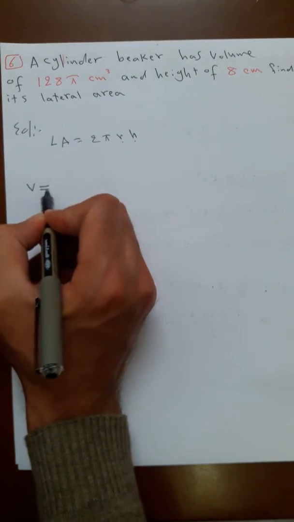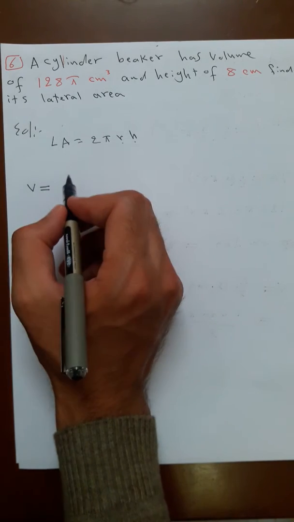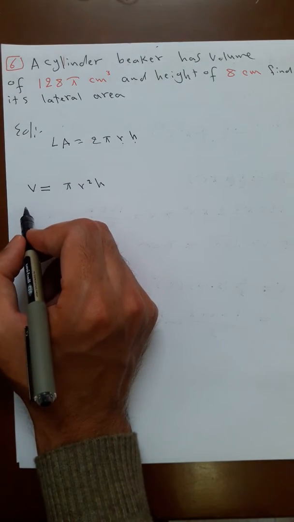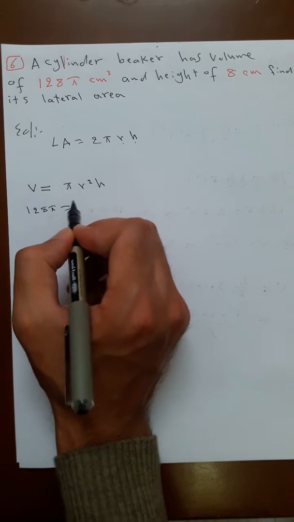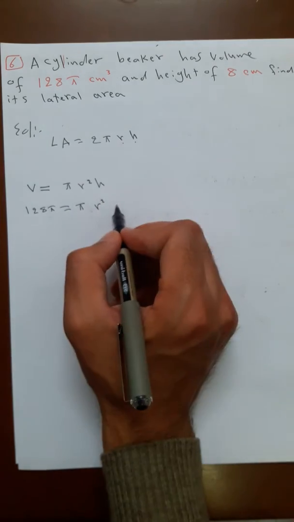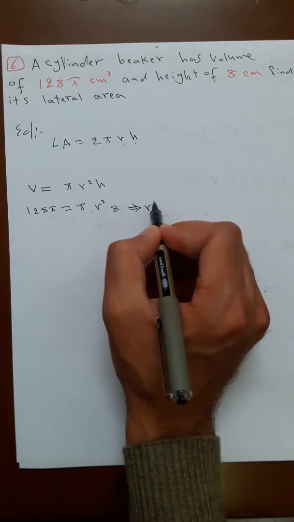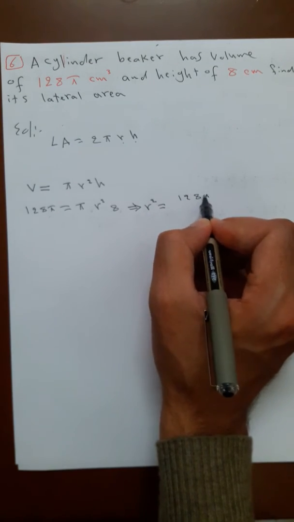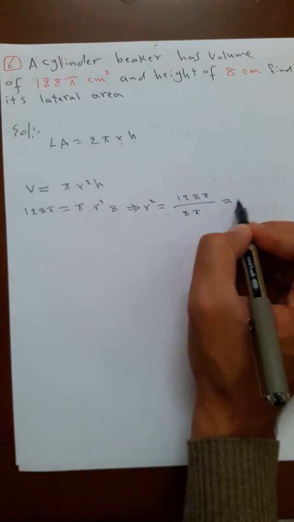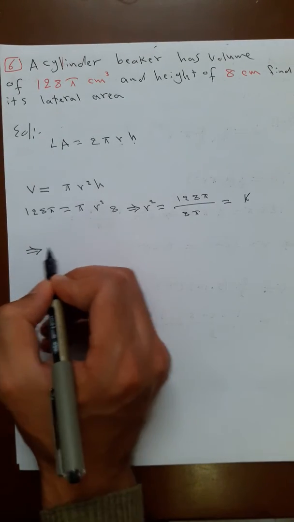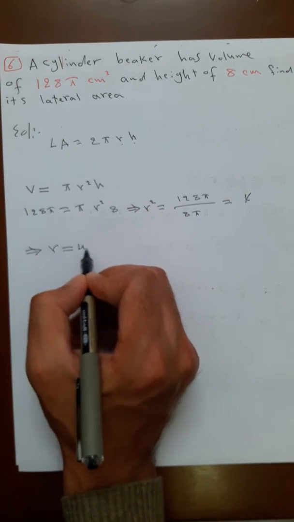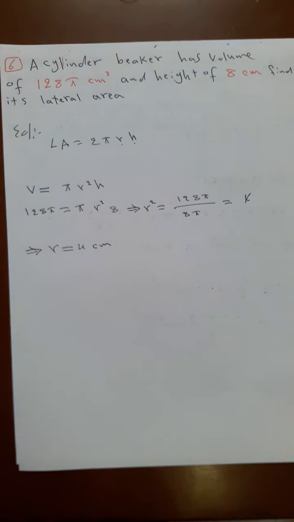The volume of the cylinder, V, is equal to pi r square h. V is 128 pi, equal to pi multiplied by r square multiplied by h, which is 8. Now r square is equal to 128 pi divided by 8 pi, and this is equal to 16. So I will take the square root. r is equal to the square root of 16, which is 4 centimeters. This is the radius of the cylinder.